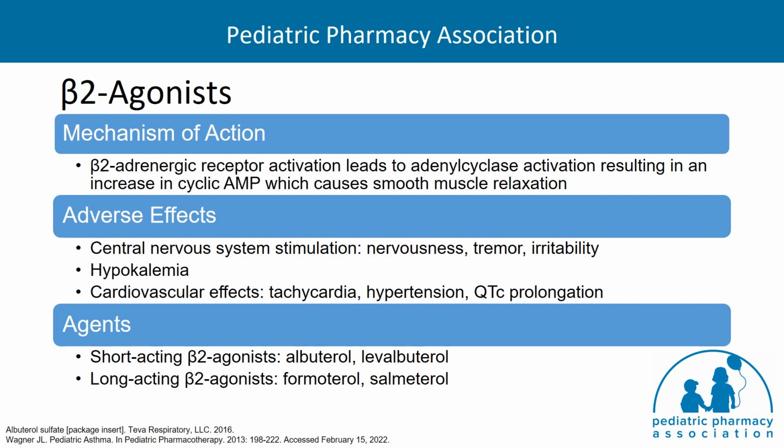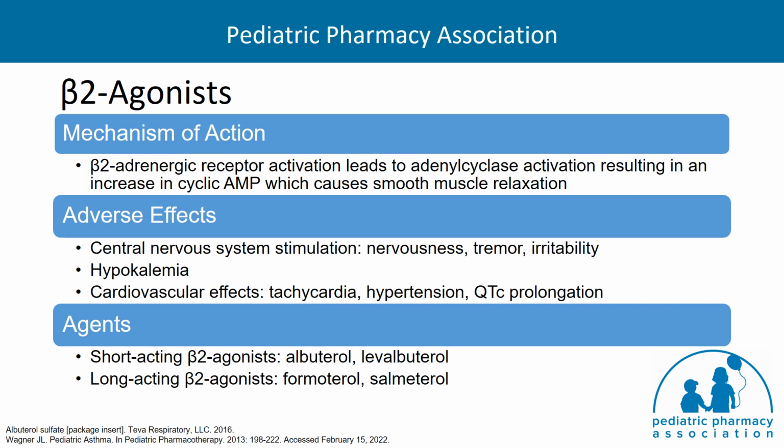First class we will discuss is the beta-2 agonists. These agents work by activating the beta-2 adrenergic receptor, which leads to adenylyl cyclase activation, resulting in an increase in cyclic AMP. This causes smooth muscle relaxation and ultimately bronchodilation. Adverse effects to be aware of include central nervous system stimulation, which may appear as nervousness, tremor, and irritability, as well as hypokalemia, and finally cardiovascular effects, including tachycardia and hypertension.